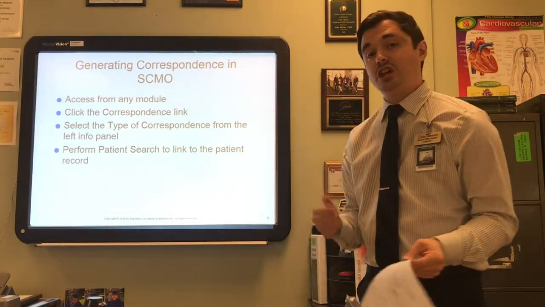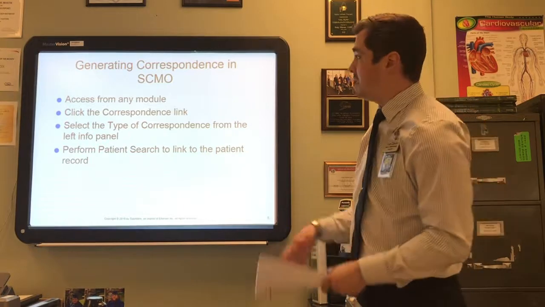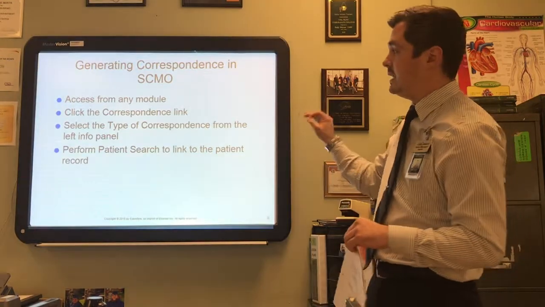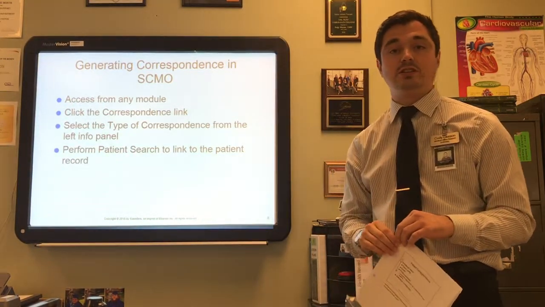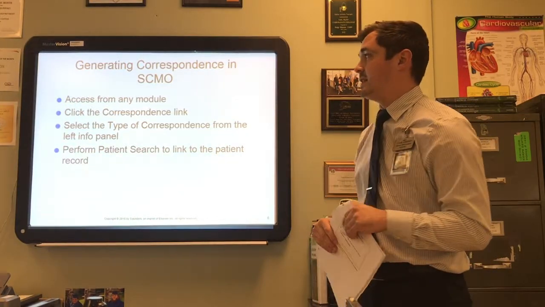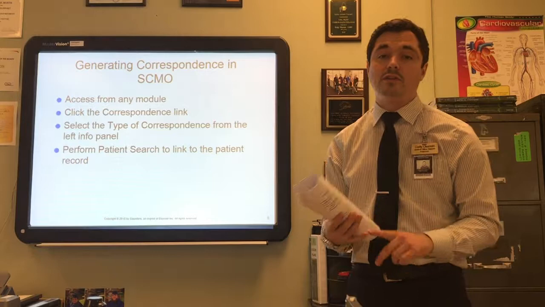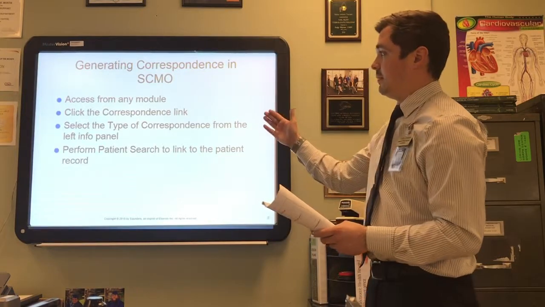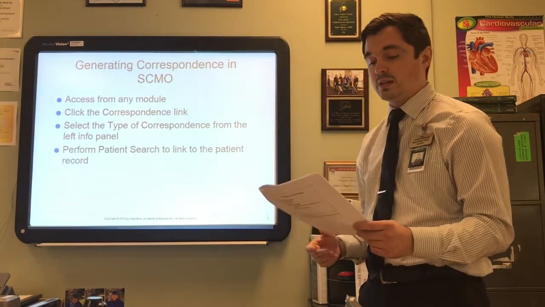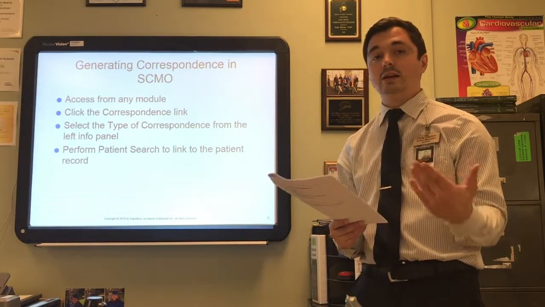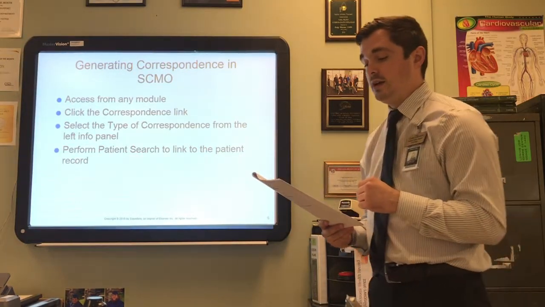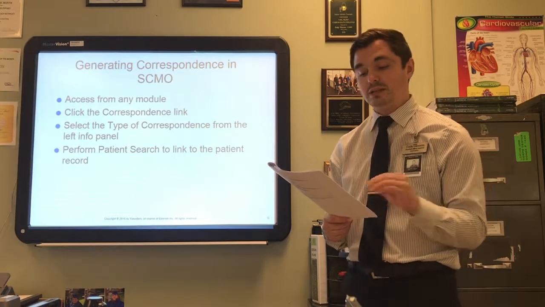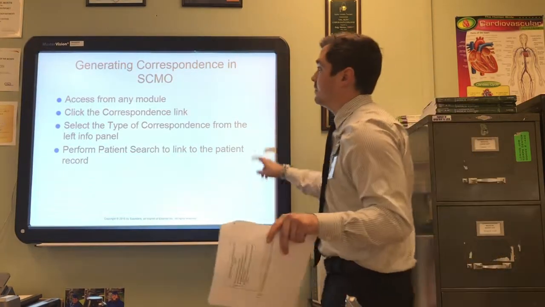So some of the things that we'll have to do are be able to generate correspondences in the SIM charts. There's a couple ways you can do this, and if you want to click along on the SIM charts as we go through this, feel free. You need this a ton of times throughout the assignments with this chapter. So how to create correspondences? You can access this from any module, whether it be the front office, the back office, or the billing and coding portion as well. But basically, you click on the correspondence link, and then you will select the type of correspondence from the left-hand panel, whether it be a letter, email, or phone, and so forth. And then you can perform a patient search to link it to the patient record. So once you create a patient correspondence, you can print the saved document anytime from the patient dashboard. So that's really cool to know.